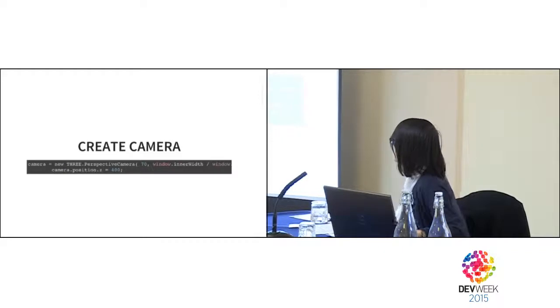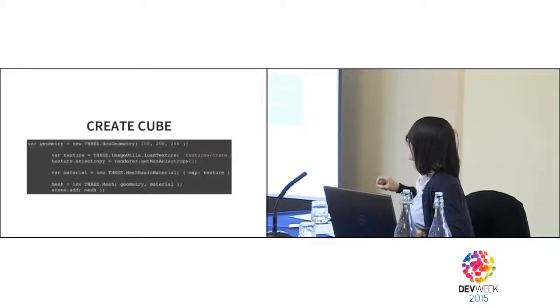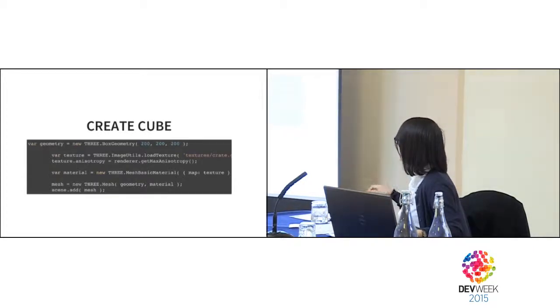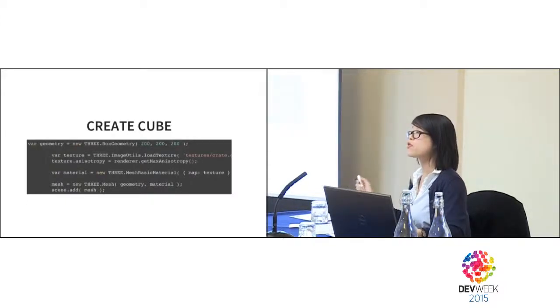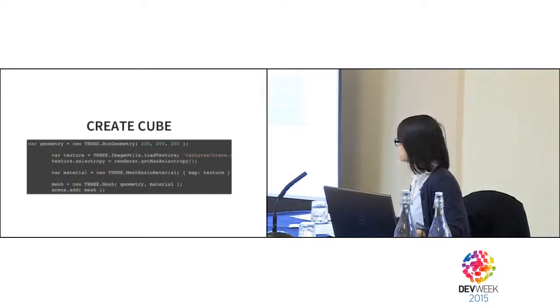We're going to actually create our cube. There is a box geometry method, 200 pixels wide, 200 pixels tall, 200 pixels deep. For the texture, we're passing in a GIF. Then the material: what the material does is determine how the light reflects off of your texture, bumpy, smooth, etc. Then we're combining these using the mesh.